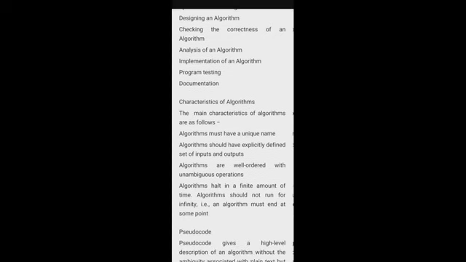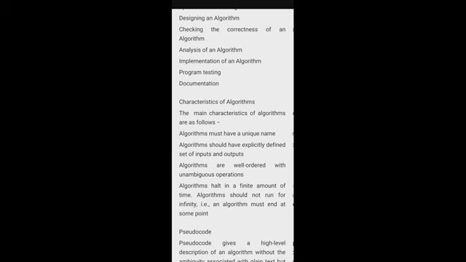Okay, characteristics of an algorithm. The main characteristics of an algorithm are as follows. An algorithm must have a unique name. This one is kind of different from what we did before. It must have a unique name, depending on the problem which you are about to solve. Your naming convention of an algorithm should match the problem.